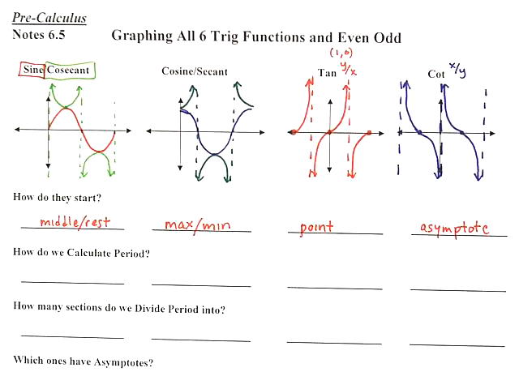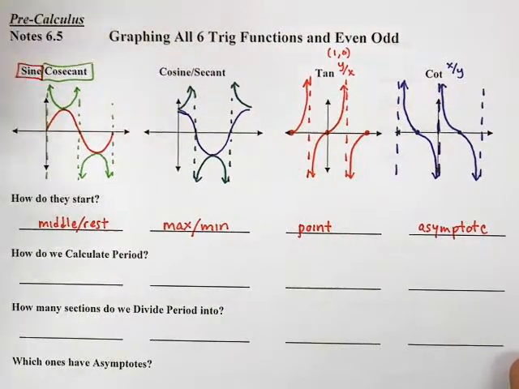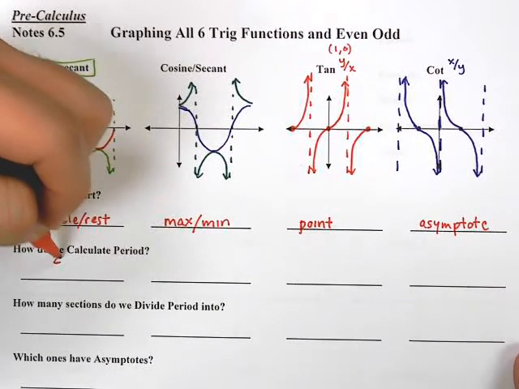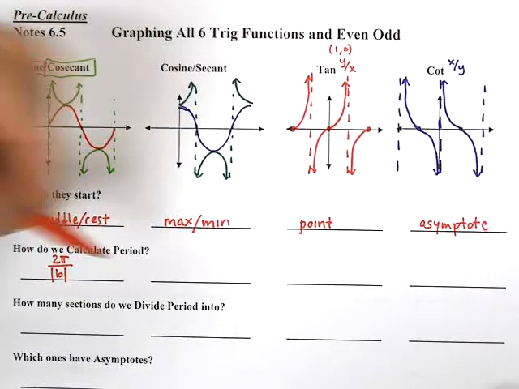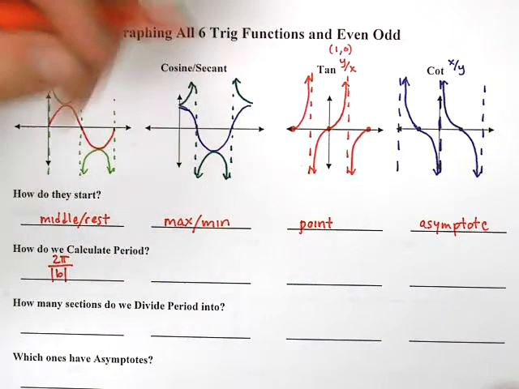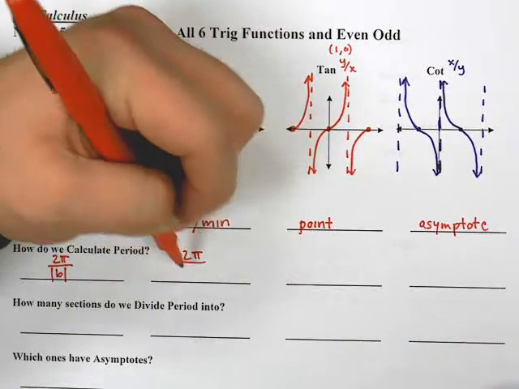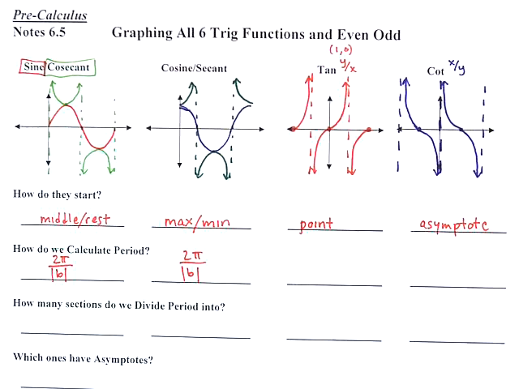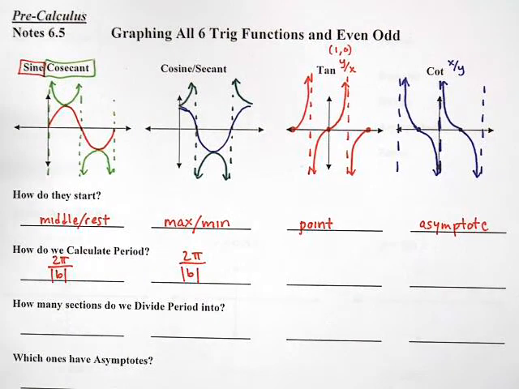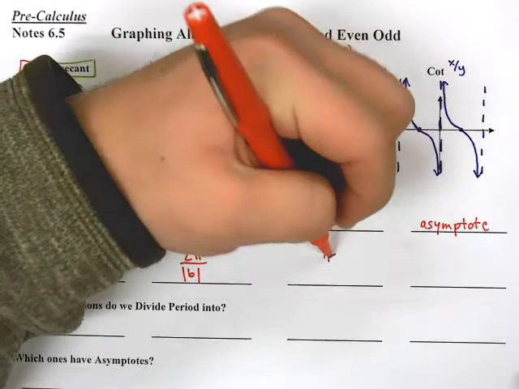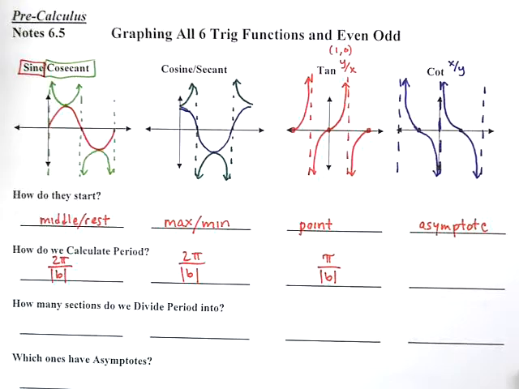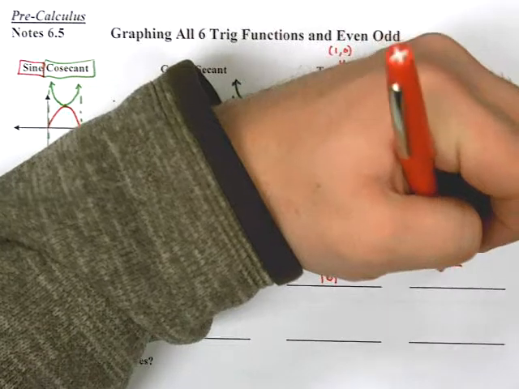How do we calculate period? Well, sine, cosecant, cosine, secant, those are all the same. If you remember, we do 2 pi, and we divide it by the absolute value of b. So 2 pi over absolute value of b. What's the difference with tangent and cotangent? Well, now we know there's one full cycle, or one full period, in 1 pi. So now we don't do 2 pi over b, we do pi over b. And same thing over here, pi over b.